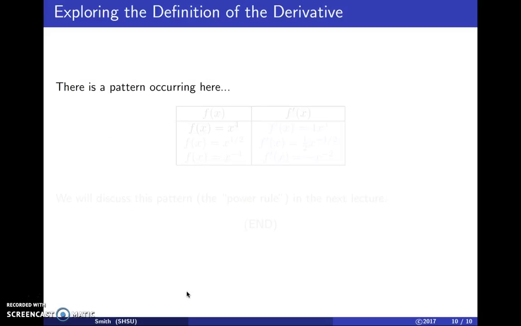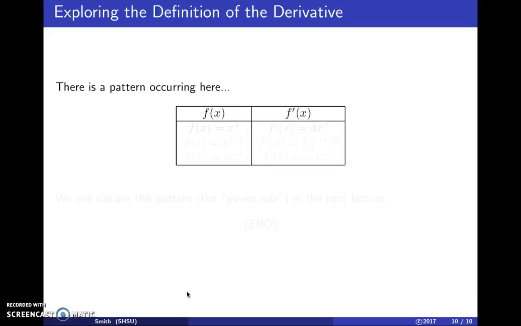If I summarize all of these in a table, I'm going to put in this table on the left column the original function, and the second column the derivative at a particular x value. If I want the instantaneous rate of change of the function x to the 4th, then at a particular x value it's 4x cubed. If I want the instantaneous rate of change of the square root function x to the 1/2 at a particular x value, it's 1/2 x to the minus 1/2.